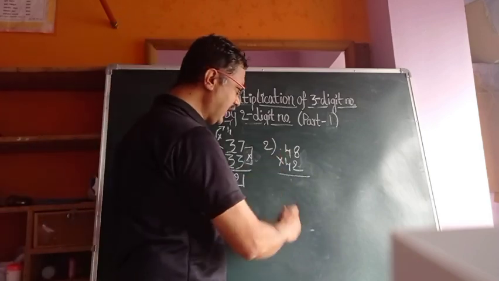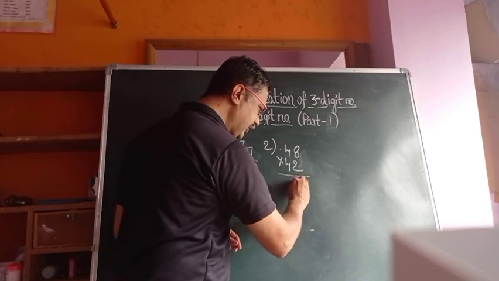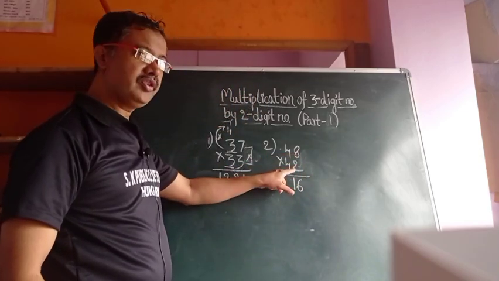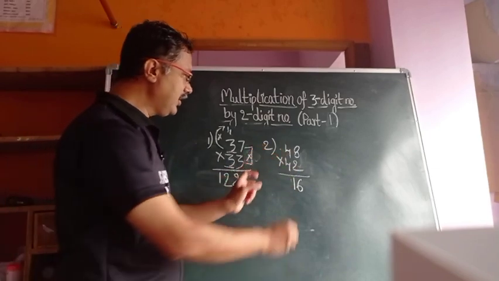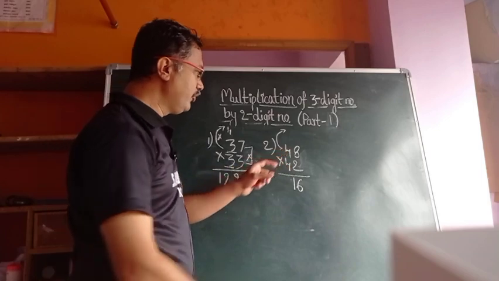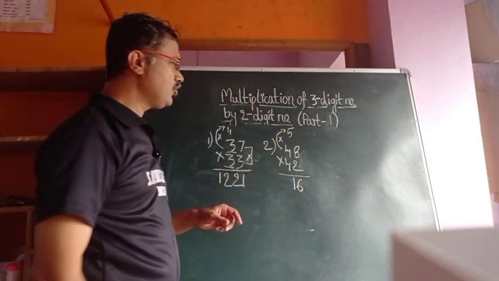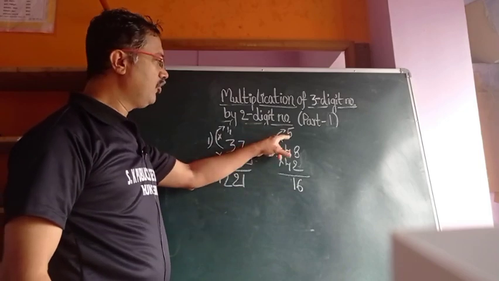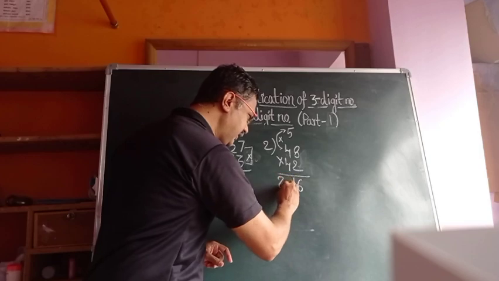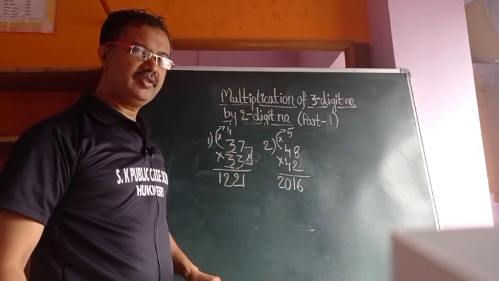Okay, here also we can solve. 8 into 2, 16. 4 is there. 4's next number, which is the next number? 5. Multiply these two numbers. 4 into 5, 20. Now we got the answer.